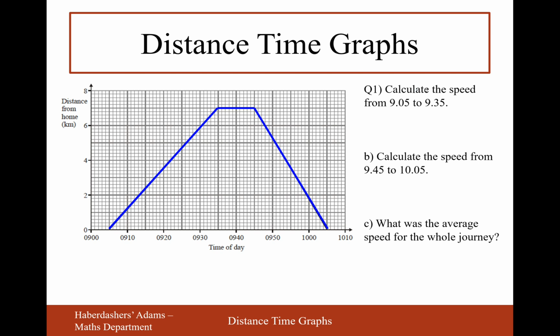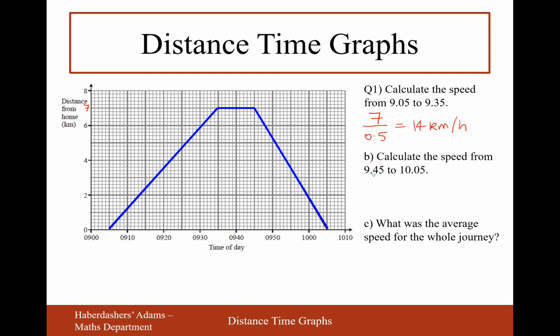Okay, so in the first part we need to calculate the speed from 9:05 to 9:35. So that's this first blue line from here to here. Reading the graph, this will be a distance of 7 kilometers, and it's traveled in 30 minutes, or in other words, half an hour. So the calculation here is going to be distance divided by time. It's not divided by 30, even though that's 30 minutes. It's going to be 0.5, because it's 0.5 hours. And that's going to give us 14 kilometers per hour.